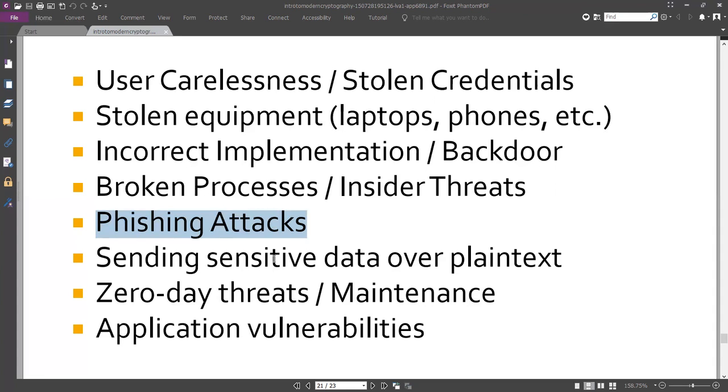Then we have another one, which is sending sensitive data over plain text. This is something common: sending data without encrypting it can make it fall into the wrong hands and be used against you. Then we have the zero-day threats and maintenance.